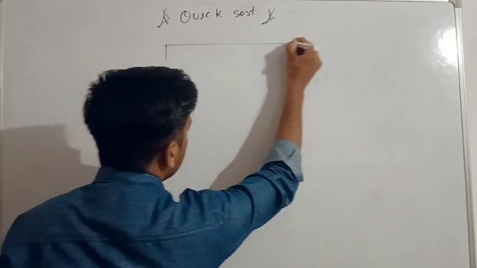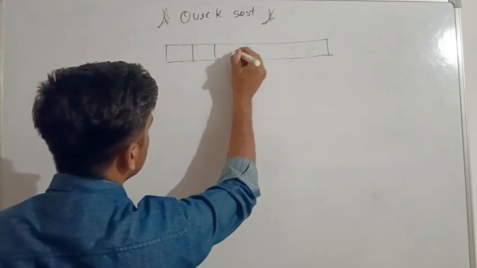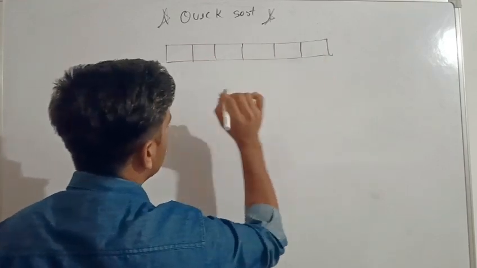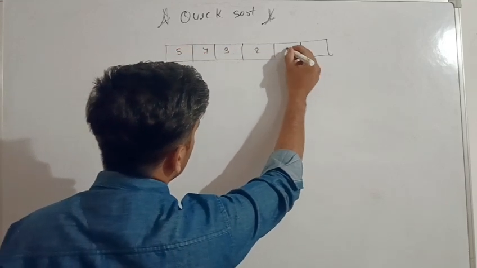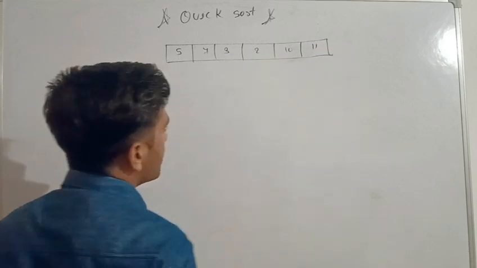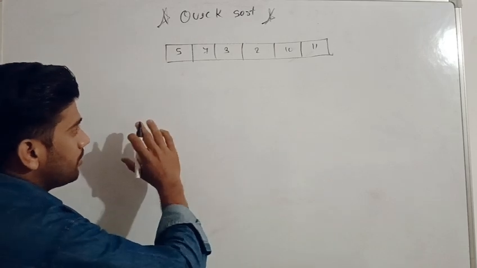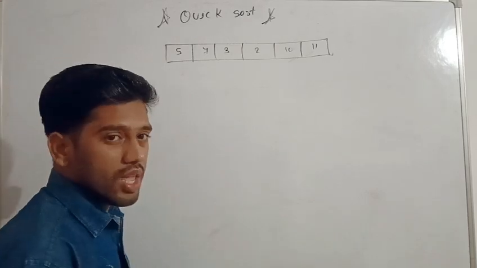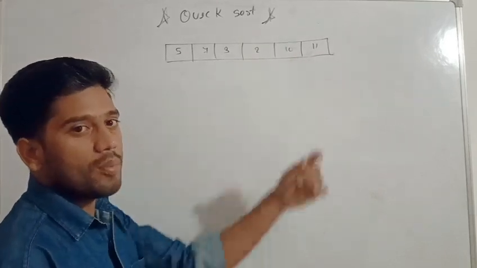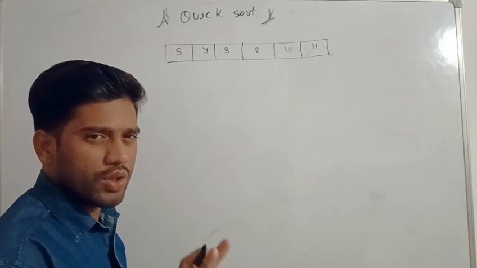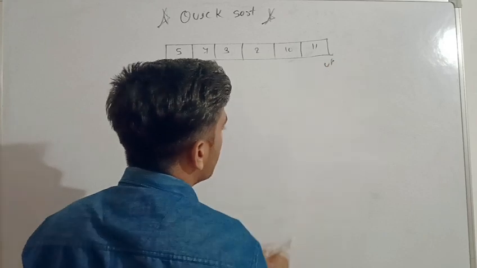There is a given array with elements in unsorted order: 5, 7, 3, 2, 10 and 11. The first step is to set two variables, a lower bound and an upper bound. You can call them start and end, whatever you want. I will set lower bound here and upper bound there.